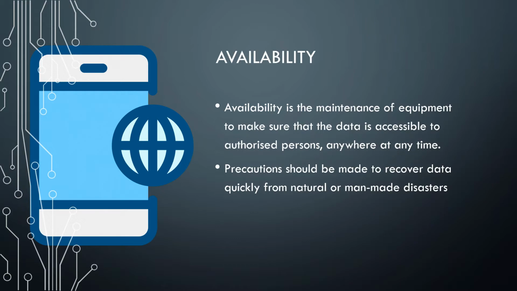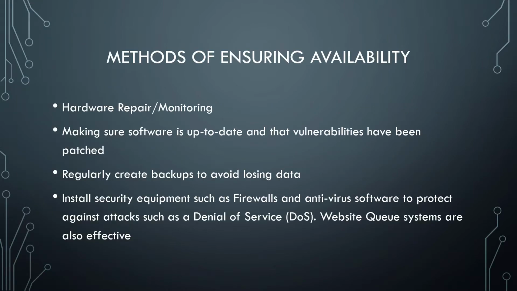And finally, we have availability. Availability is the maintenance of equipment to make sure that the data is accessible to authorized persons anywhere at any time. Precautions should be made to recover data quickly from natural or man-made disasters. So here are some methods to ensure availability.